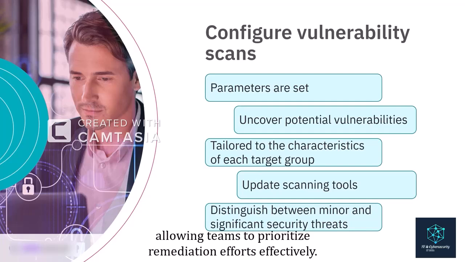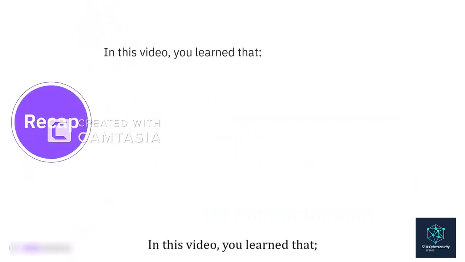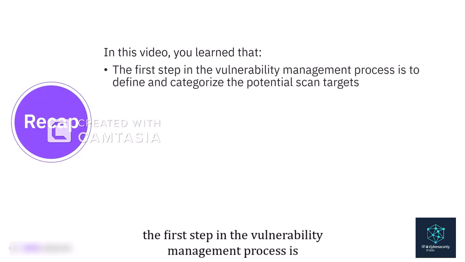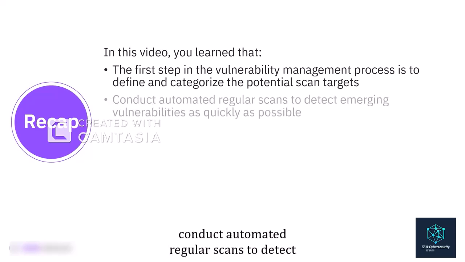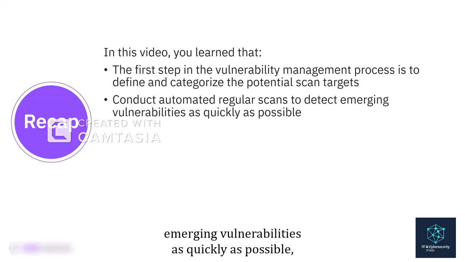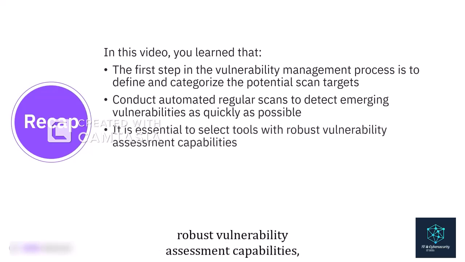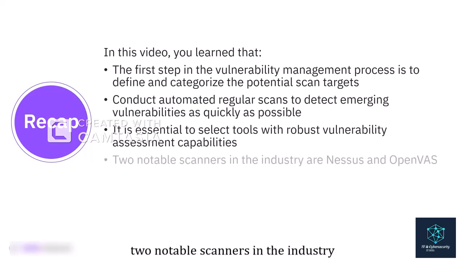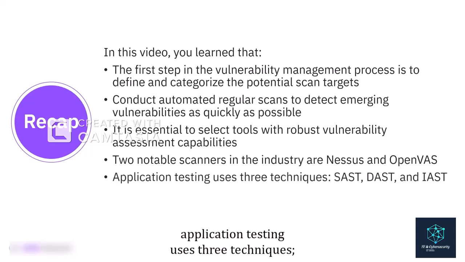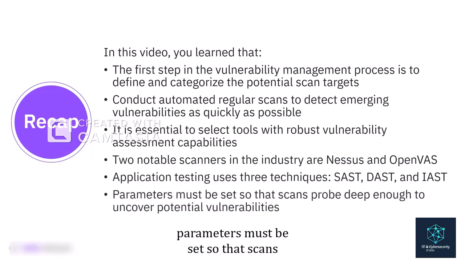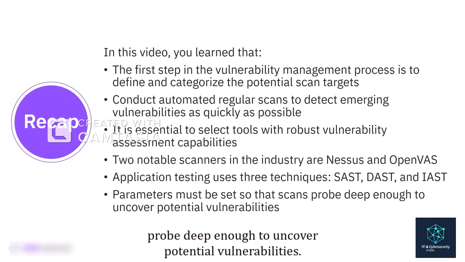In this video, you learned that the first step in the vulnerability management process is to define and categorize the potential scan targets. Conduct automated regular scans to detect emerging vulnerabilities as quickly as possible. It is essential to select tools with robust vulnerability assessment capabilities. Two notable scanners in the industry are Nessus and OpenVAS. Application testing uses three techniques: SAST, DAST, and IAST. Parameters must be set so that scans probe deep enough to uncover potential vulnerabilities.